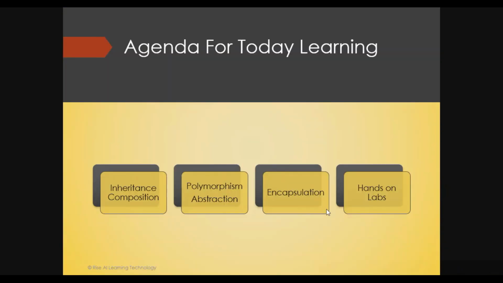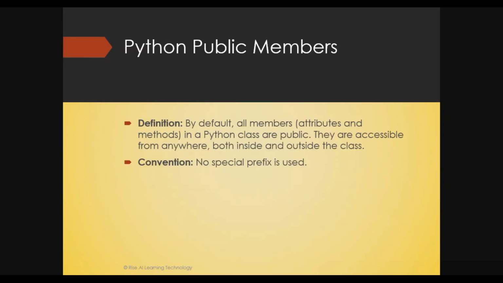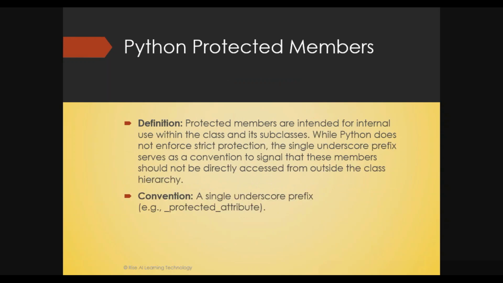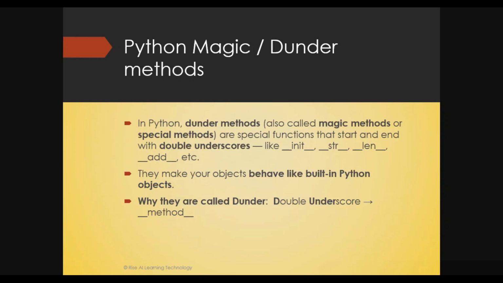Till now, we covered inheritance, composition, polymorphism, abstraction, and encapsulation. In encapsulation, we covered the public members and the protected members, and today we are going to cover the private members. And then we will cover the hands-on lab for magic and Dunder methods.